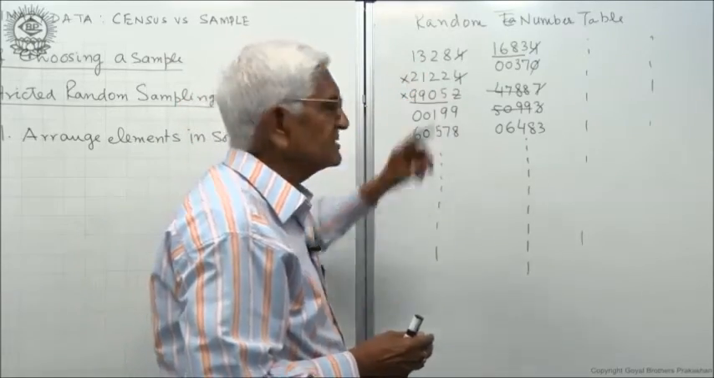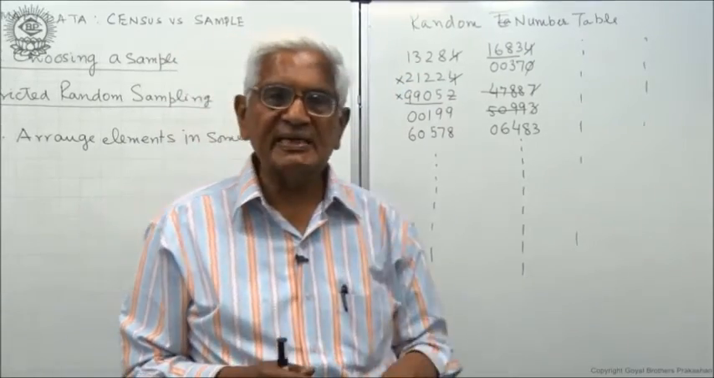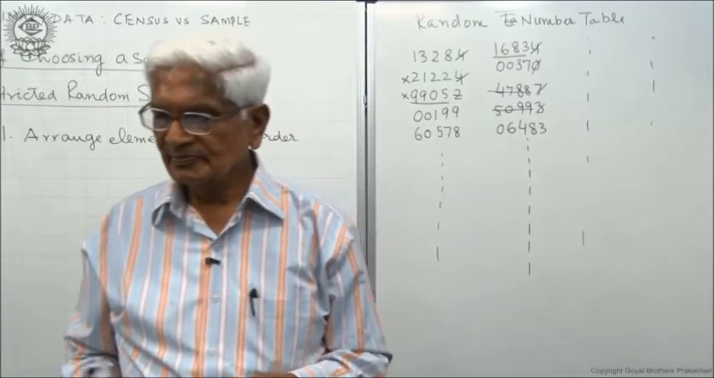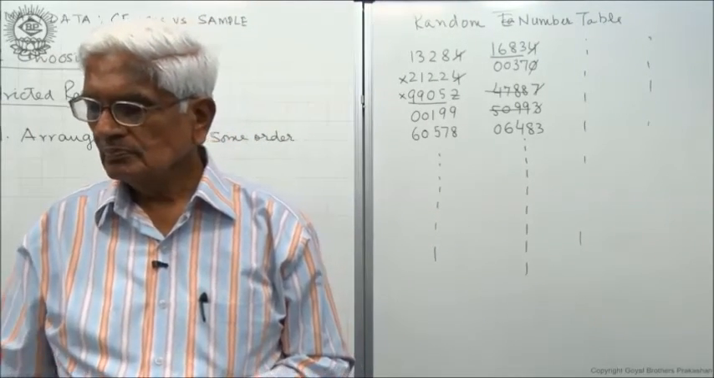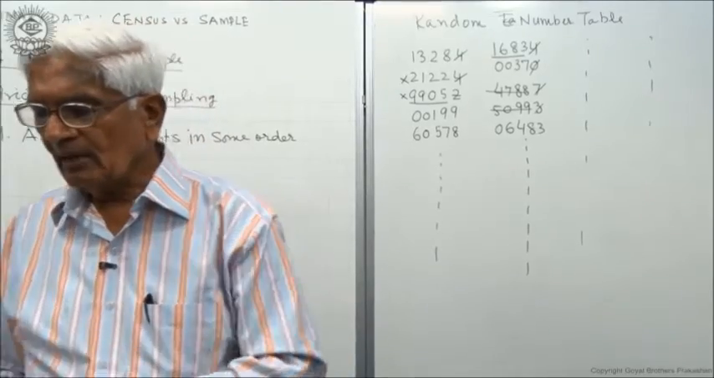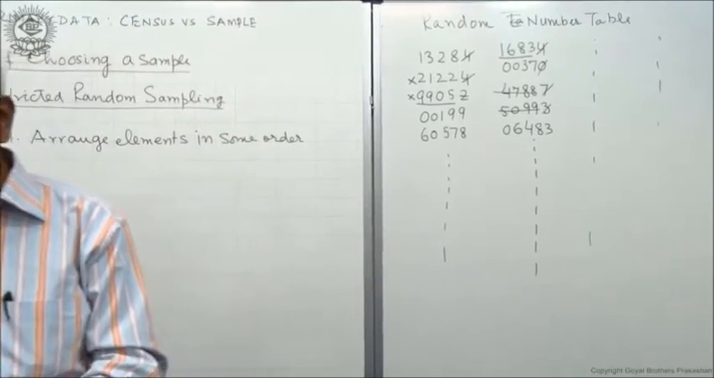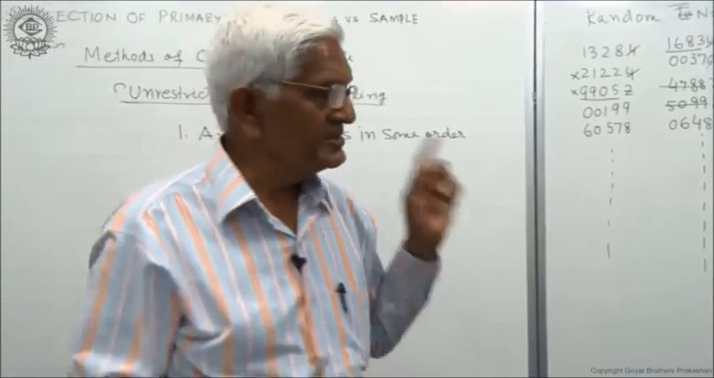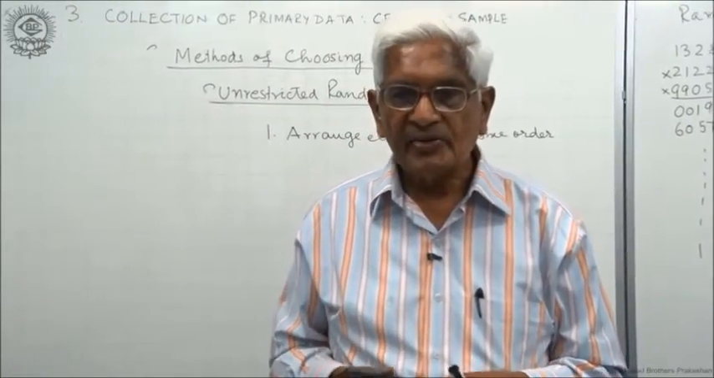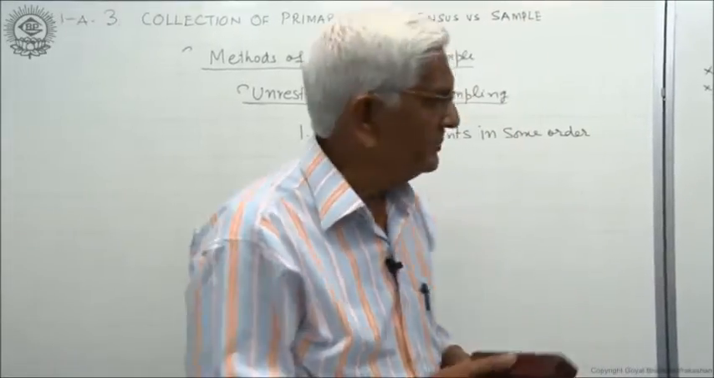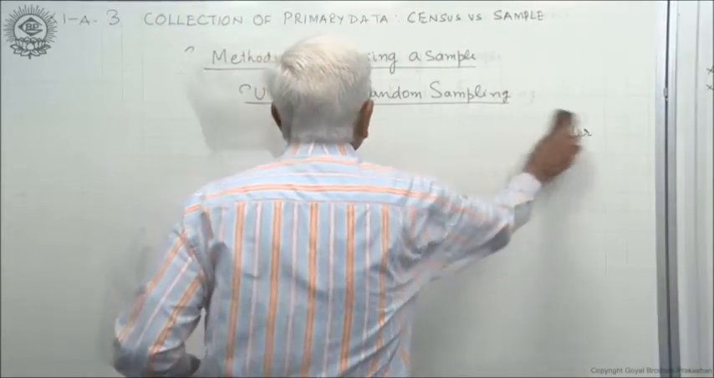Take first 4 digits. If they match with your universe, take it. Otherwise, reject it. In this way, you can use this random table. This was about unrestricted random sample.